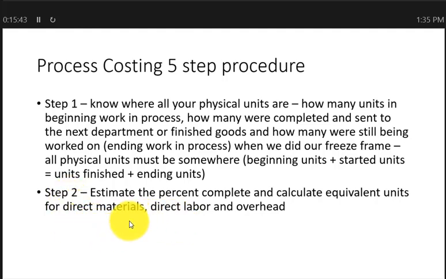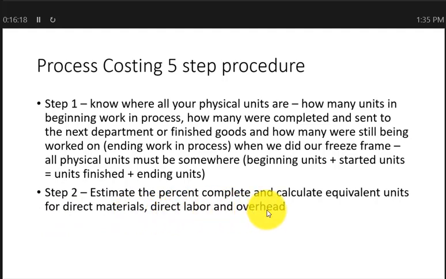Now, step 2. Estimate the percent complete. That freeze frame. And say, what percent complete are we for materials? What percent are we for labor? What percent complete are we for overhead? So we need to know that percent complete, and then calculate equivalent units. And if it's done differently, then you do it separately for direct materials, direct labor, and overhead.